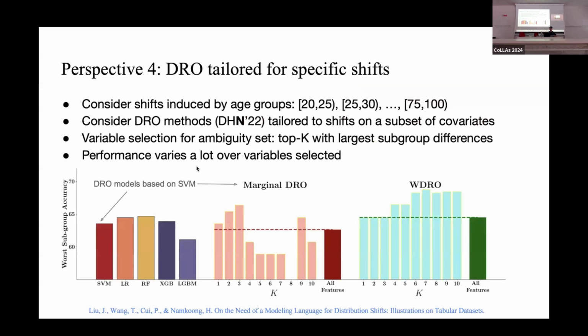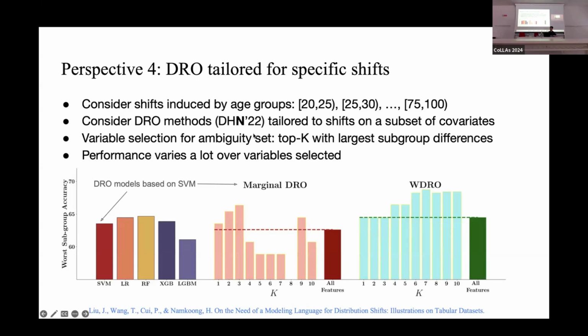this example has appeared in part 2. In this example, we consider the shifts induced by age groups, like people of different ages. For DRO methods, we first do some variable selection according to our validation set to pick the variables whose distribution shifts the most between training and target. And then we only perturb these features.